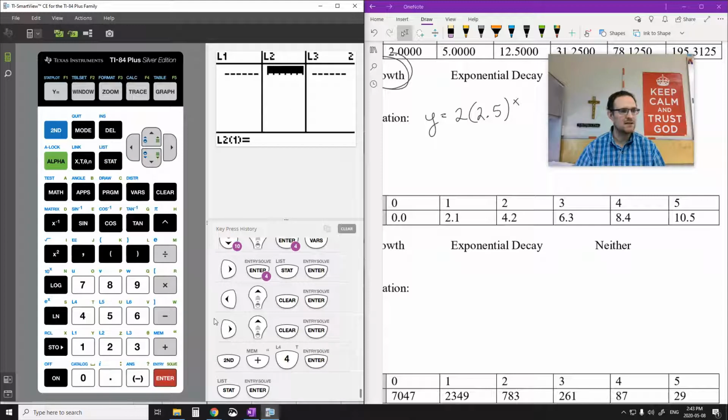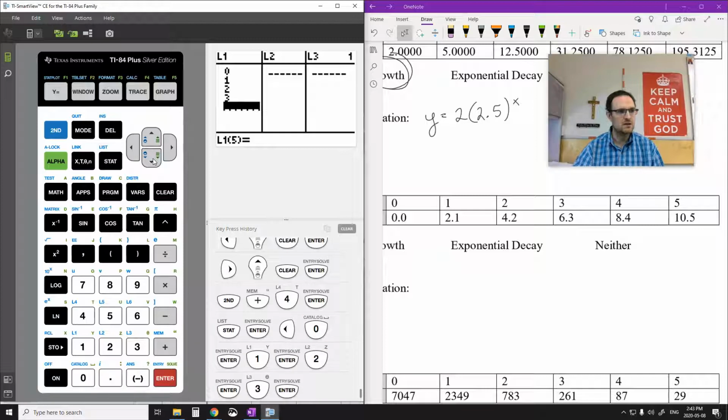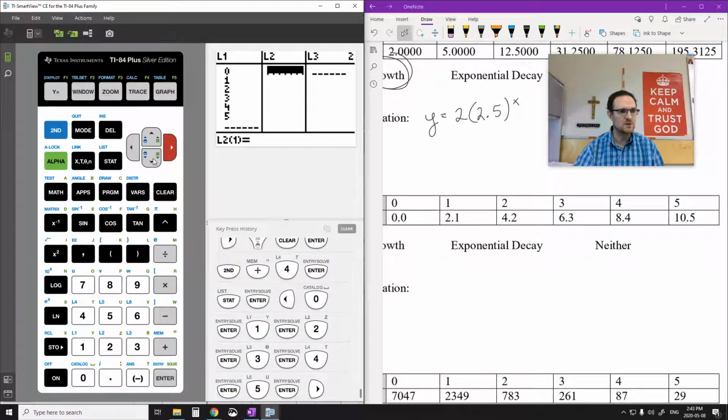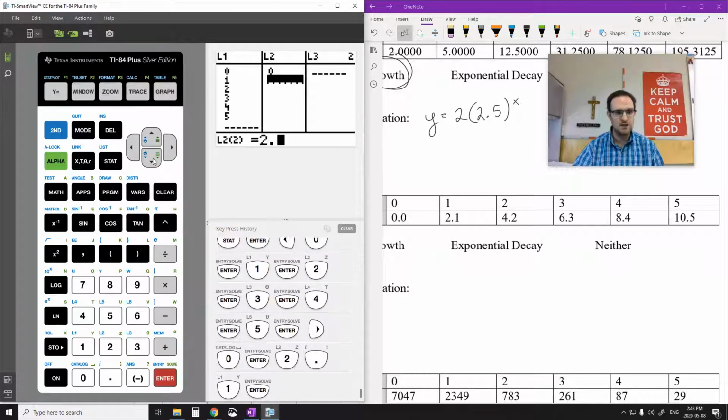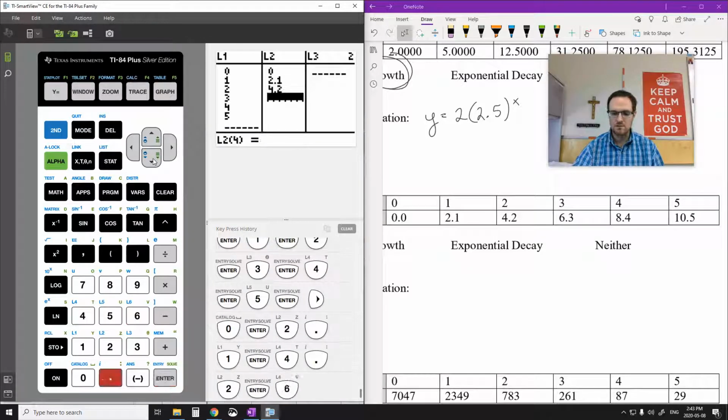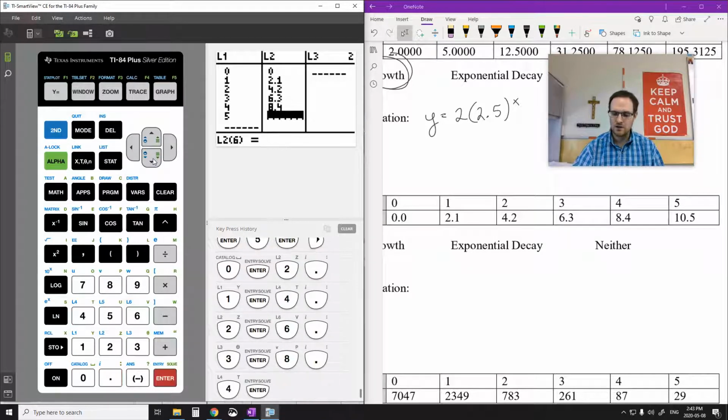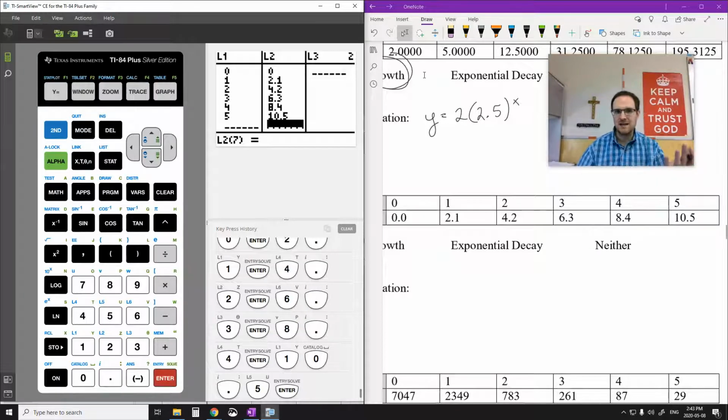Let's go back to stat edit. I'm going to punch in these numbers: 0, 1, 2, 3, 4, 5. Okay, so those are nice numbers. And 0, 2.1, 4.2, 6.3, 8.4, 10.5. Okay, I'm not liking this. It looks like you're adding 2.1 each time. And remember, exponential is you're multiplying by something each time, not adding each time. So I don't think this is going to be very good.